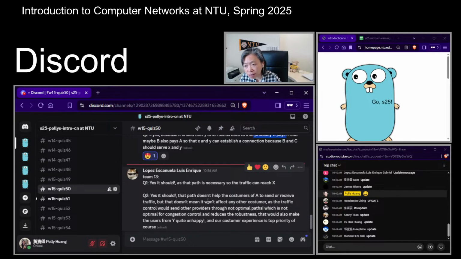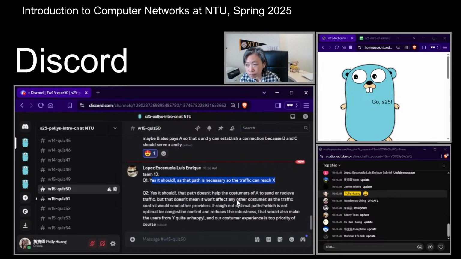Let's see what Team 13 says. Yes, it should. Yeah, obviously B should forward BX, right? X is the customer. X pays B. B is obligated to. So Q1 answer is yes for sure. Q2, eventually you think if Y needs to send data to X very often, yes. But how do you enforce that? So ask B or ask A to pay, ask C to pay.